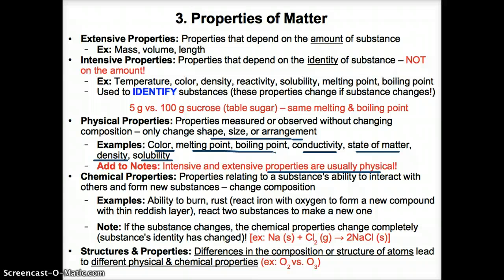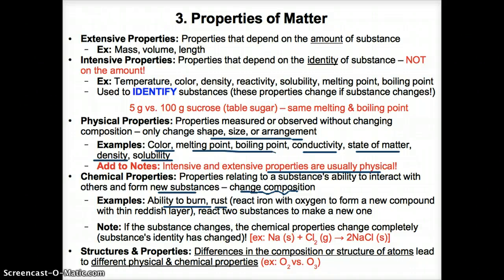All right. Next, we have chemical properties, which relate to a substance's ability to interact with other substances and form new substances. All right, since new substances form when measuring or observing chemical properties, composition will change as a result of chemical properties. Examples include the ability to burn. The element magnesium, for example, would burn by reacting with the element oxygen in the air to form a new integrated substance known as magnesium oxide compound.